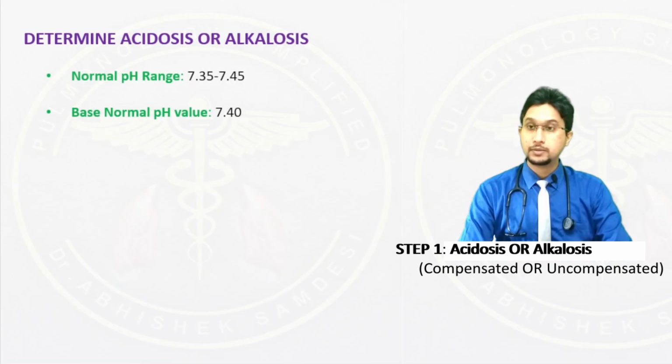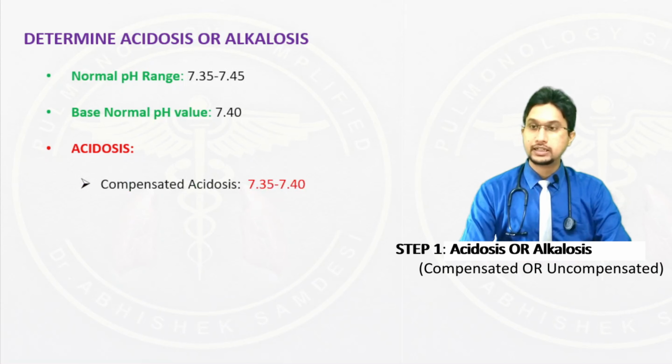So the normal pH range is 7.35 to 7.45, whereas the base normal pH value is 7.40. Then we have the acidosis. In acidosis, we have two types. Either it can be compensated acidosis when the pH is between 7.35 to 7.40, or it can be uncompensated acidosis when the pH is less than 7.35.